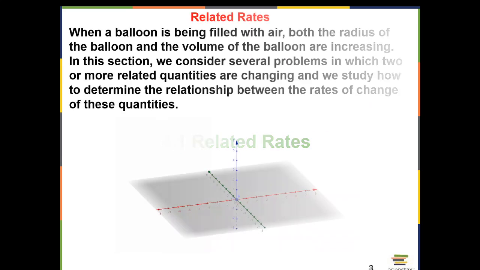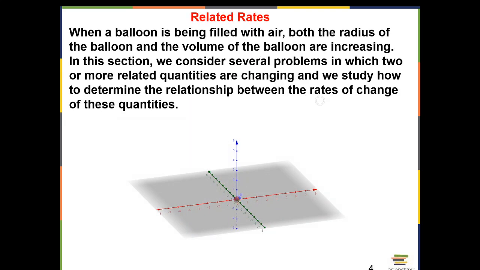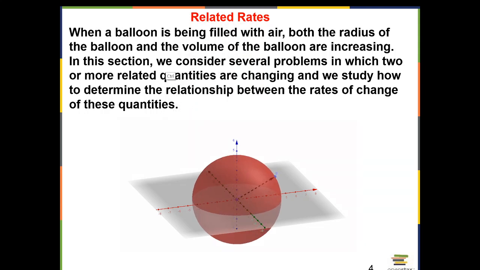So here in this example, what you see is a sphere that is getting bigger and bigger. We're going to look at only two variables, the volume of the sphere and the radius of the sphere, and concentrate on those two variables. In related rate problems, that's what we are going to do. So let's look at an example.